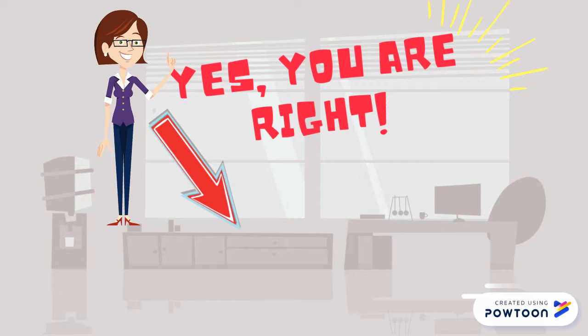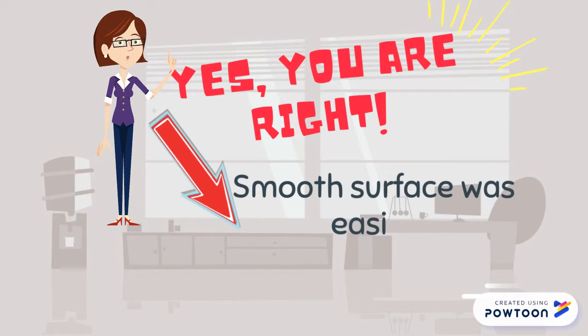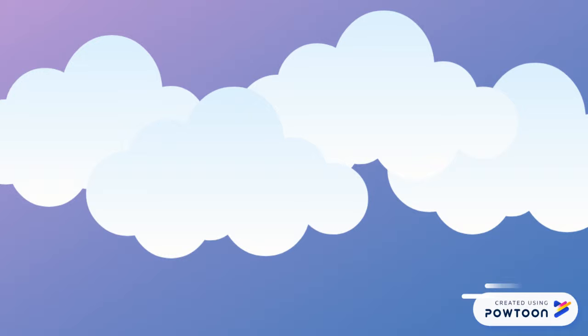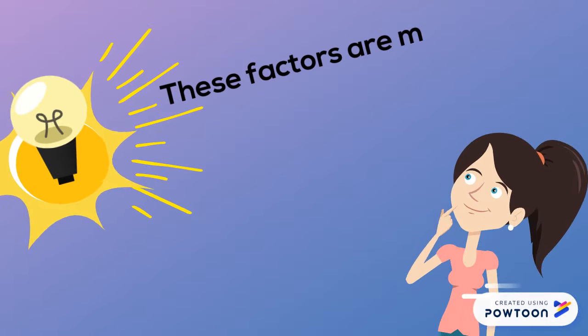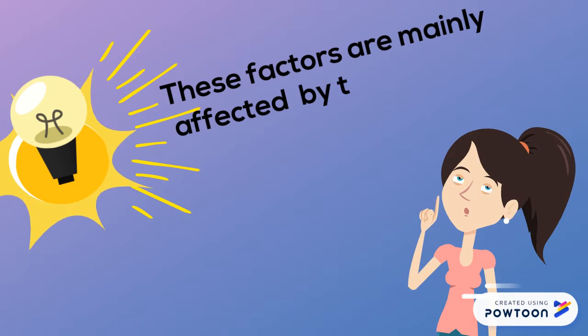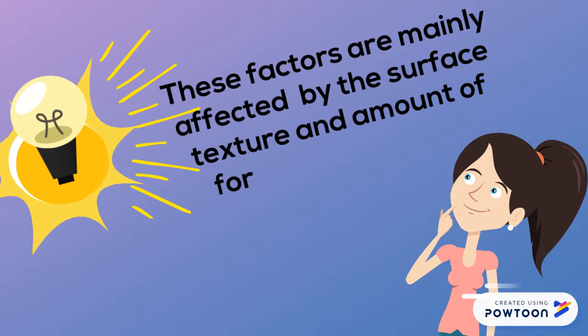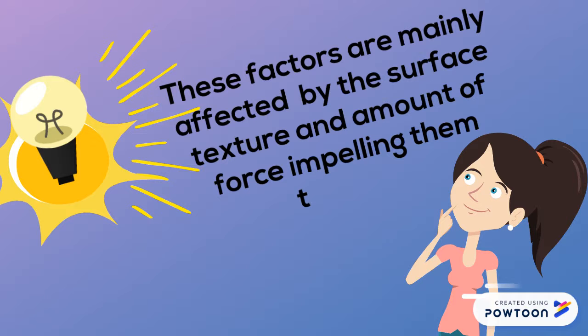Yes, you're right. The answer is the smooth surface was easier to push the trolley. But why is that so? Because these factors are mainly affected by the surface texture and amount of force impelling them together. A smooth surface, as we saw earlier, has less friction, causing the car to move faster compared to a rough surface.